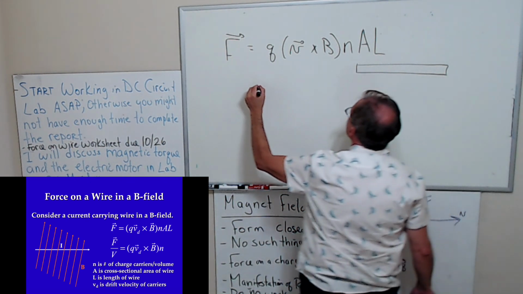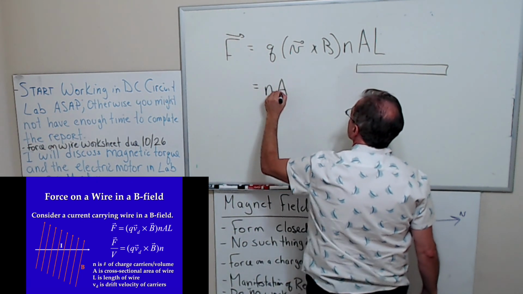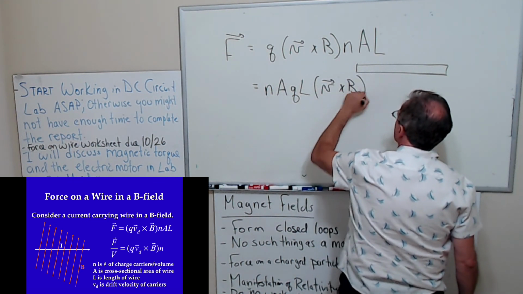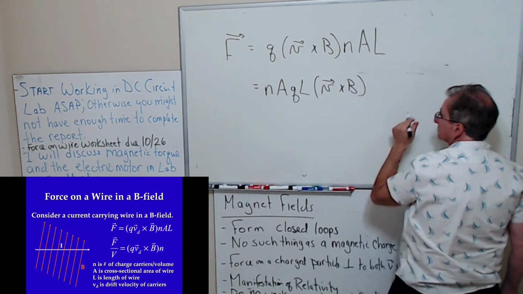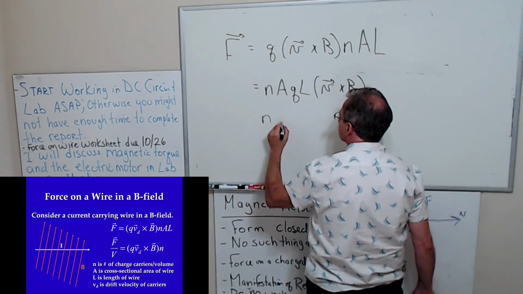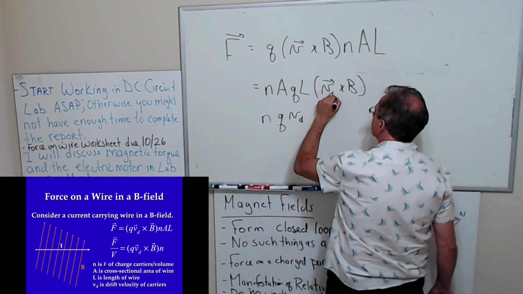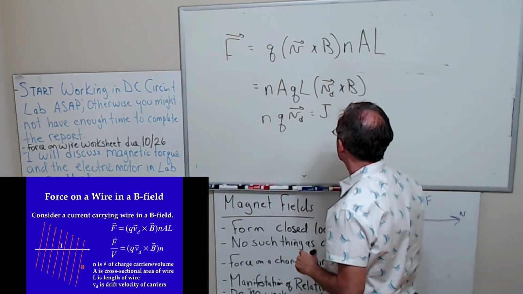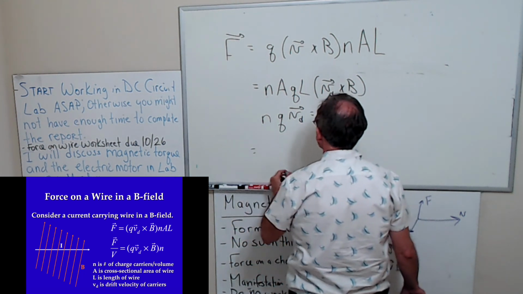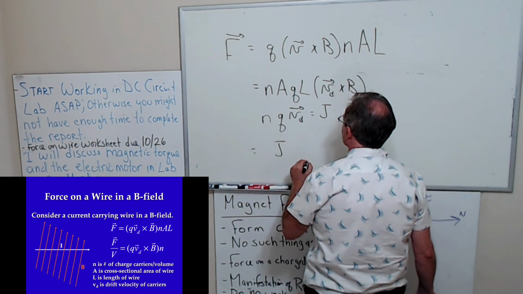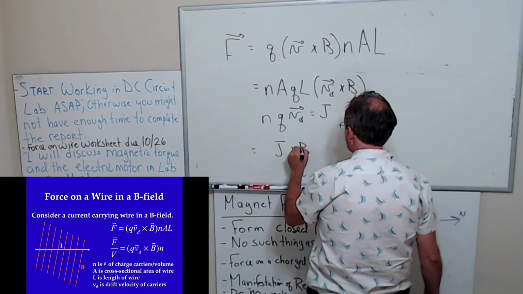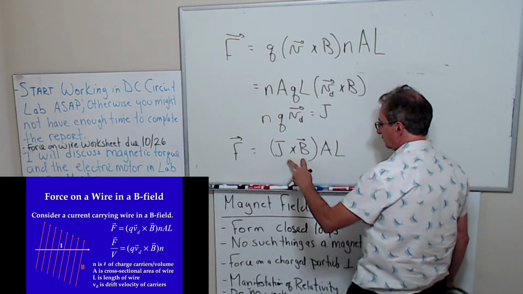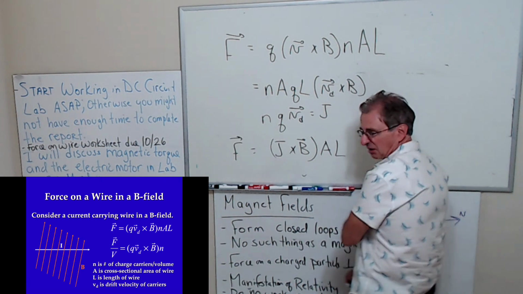Of course, let me move this to the other side. If you remember, N times Q times V sub D, the drift velocity, is the current density. So I can write this as J cross B times A times L. J cross B times the volume. This is the force per unit volume times the volume, but I don't want to write it that way.